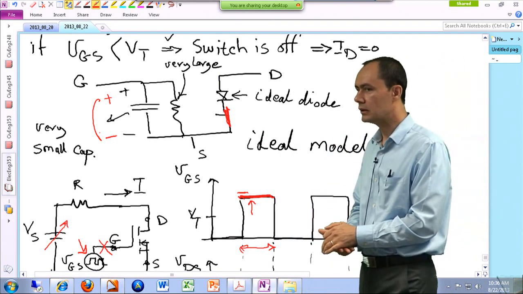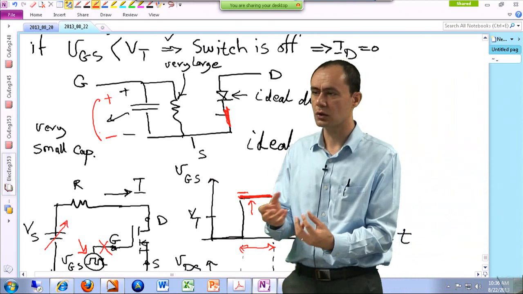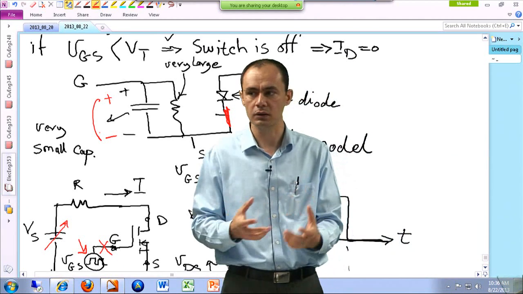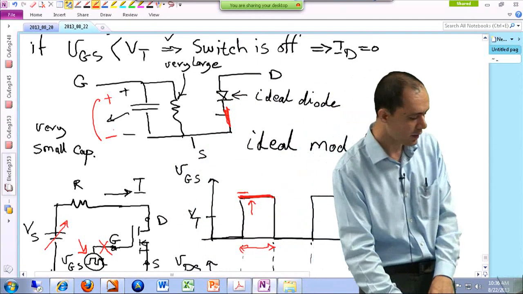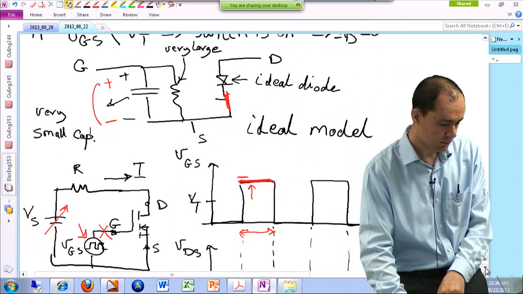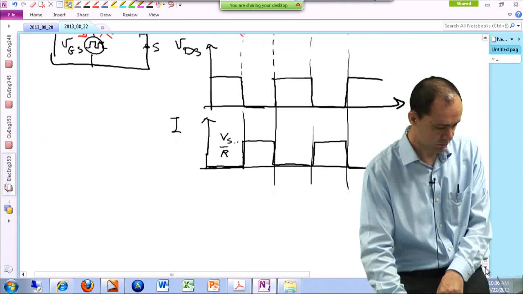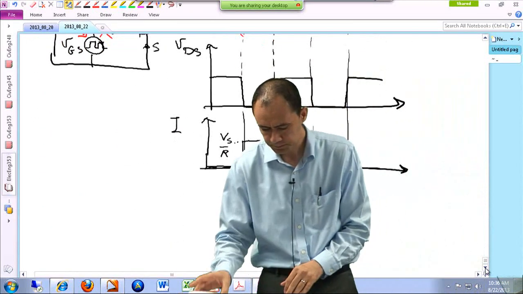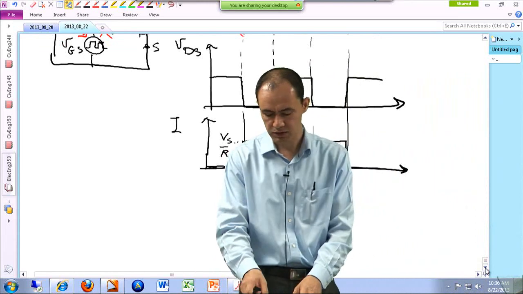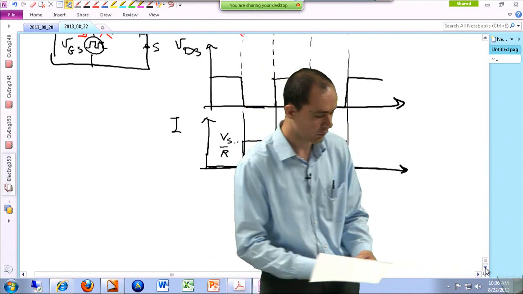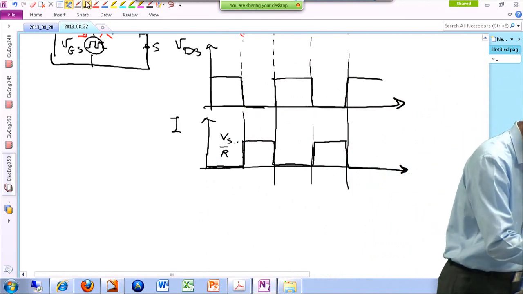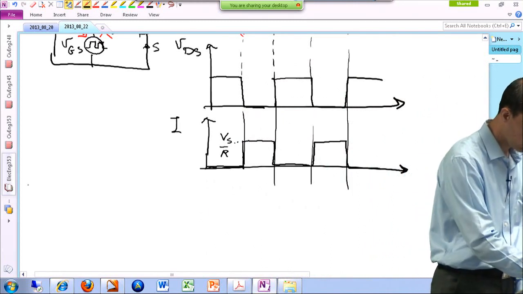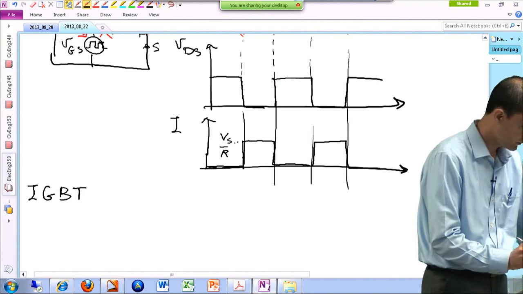So MOSFETs are ideal semiconductor switches for low power applications, like 50 watts, 100 watts, 200 watts. But if your power is a little bit higher than that, there is another device called an IGBT, pretty much similar to a MOSFET, but it can handle higher amounts of current and can block higher amounts of voltage. So let's take a look at this one. All right, so IGBTs. But they are not as fast.